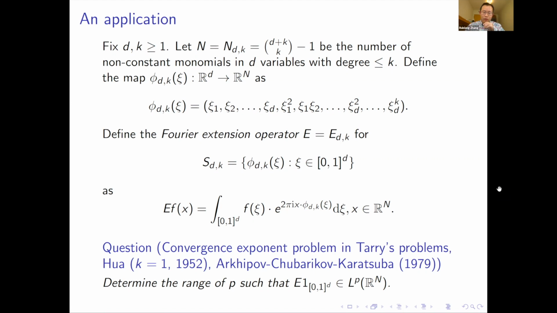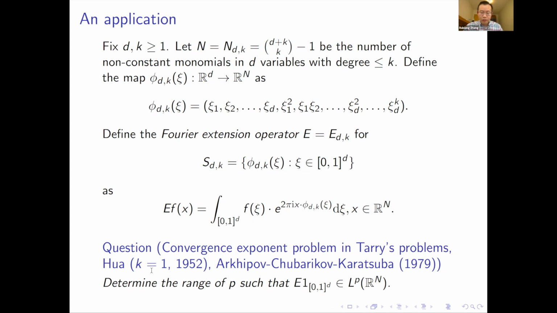And then he only cared about, I think I have a typo. Do I have a typo? I think I have a typo. I'm sorry. I should say d equals to 1 instead of k equals to 1 here. So Hua's question was about the dimension 1 case. And then his question was answered by Arkhipov, Chubarikov, and Karatsuba, and they raised the higher dimensional question. So sorry for this typo.